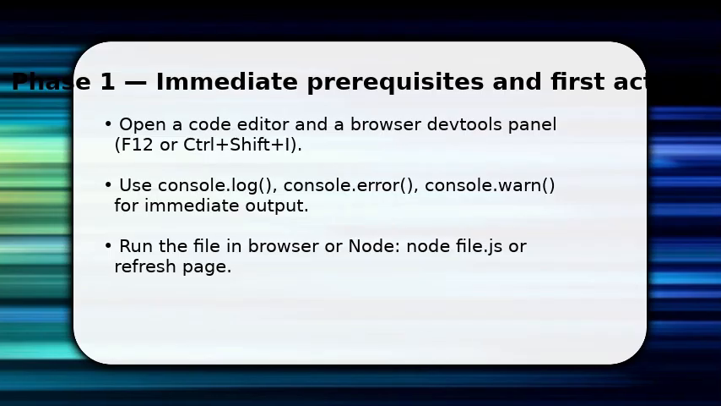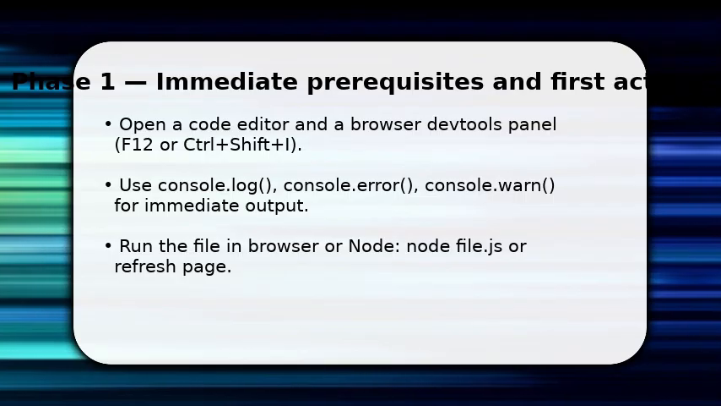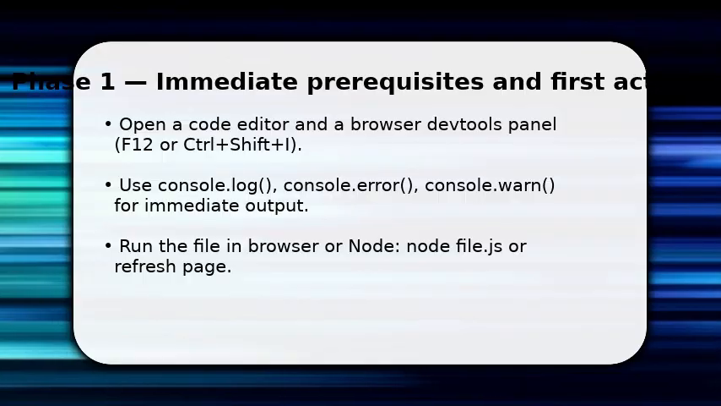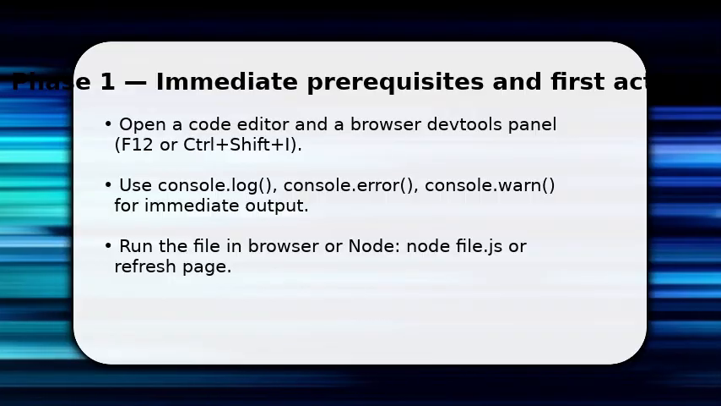You start by opening your editor and the browser DevTools now. Make sure the console tab is visible. Use console.log for values, console.error for errors and console.warn for warnings. This gives you immediate colored feedback. Once done, run the script in Node with node file.js, or refresh the page to see output.